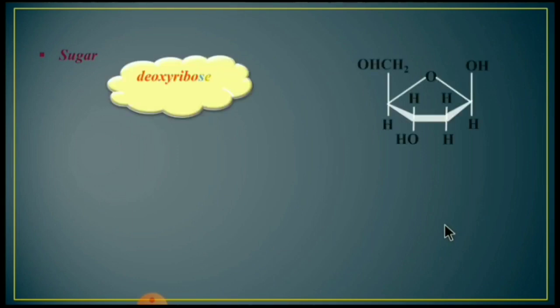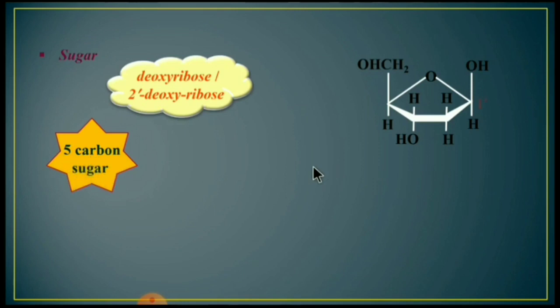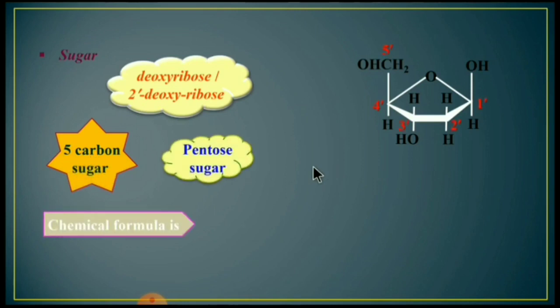We call it a 5-carbon sugar. So in case of DNA, you find deoxyribose sugar. Deoxyribose sugar, a 5-carbon sugar or pentose sugar. So the chemical formula of deoxyribose sugar is C5H10O4.